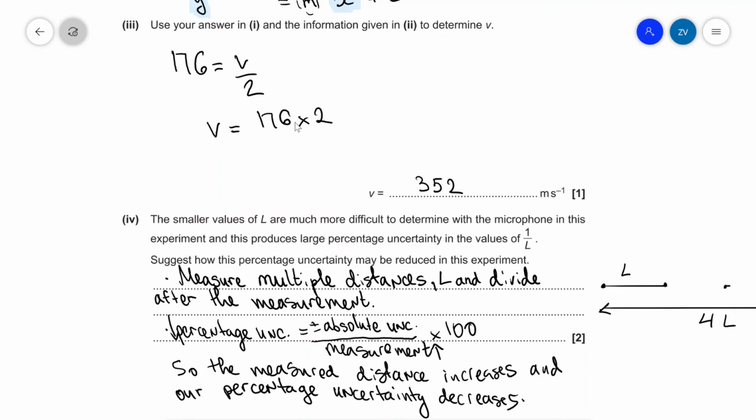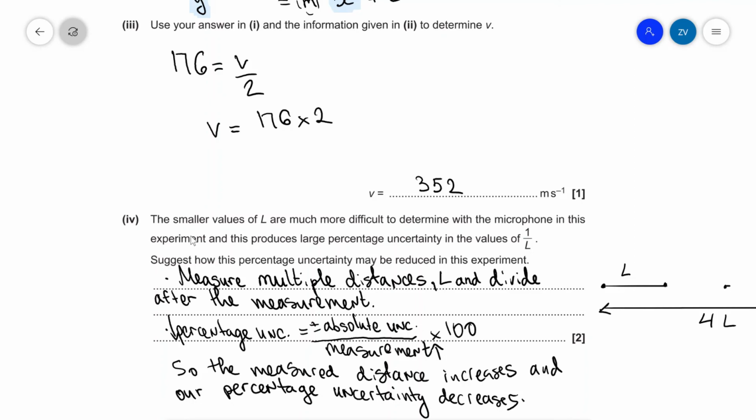Therefore v will be 176 times 2, that is equal to 352 meters per second. This is not too far off from the real speed of sound value, which is around about 340 meters per second, so we know that our answer is somewhere within the correct range.